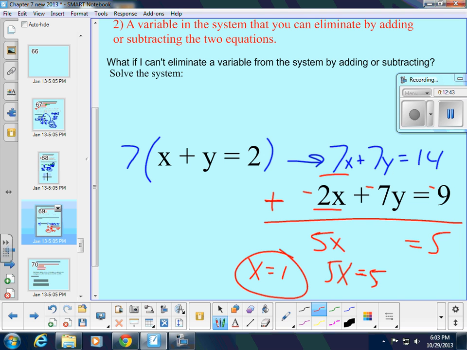Again, I can plug this back into any equation, really, any of the three equations. I can plug it in here, I can plug it in here, I can plug it in here. And every one should give me the same answer.